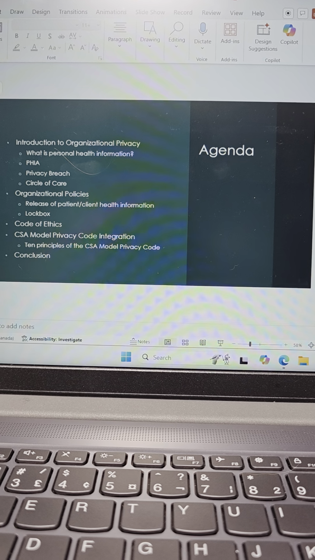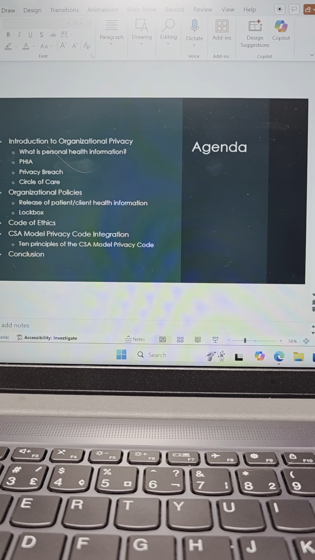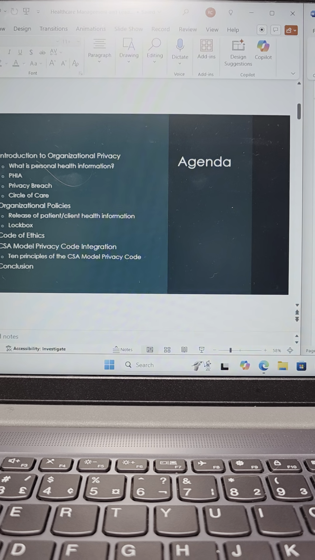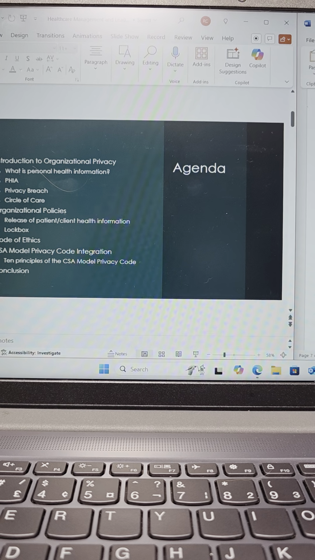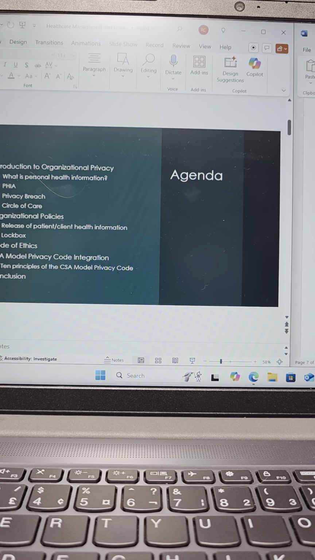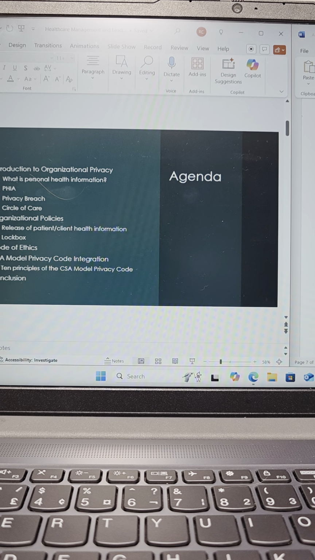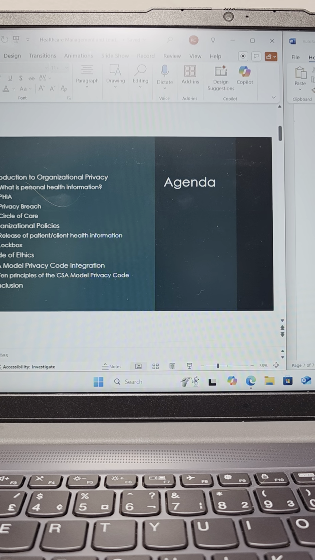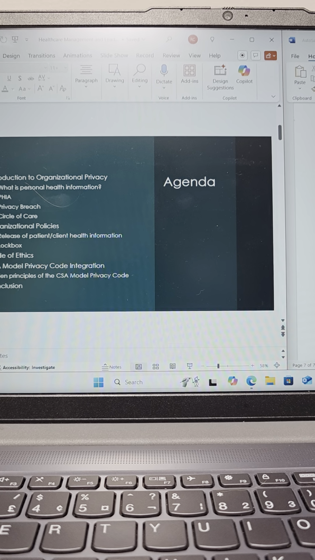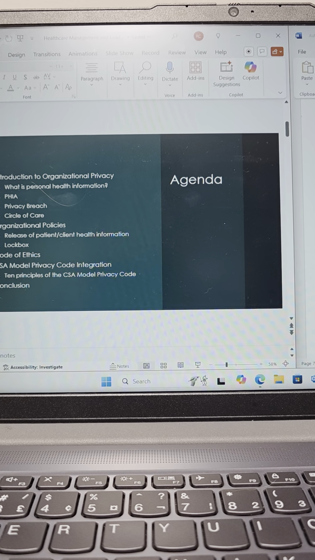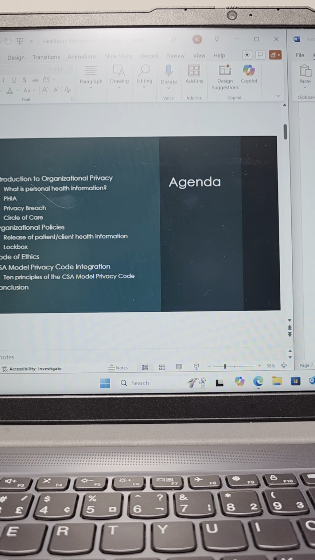During this presentation, I'm going to talk about the introduction to organizational privacy, what is health information, what it has to do with PIA, privacy breach, circle of care, organizational policies. I'm also going to talk about the release of patient and client information, lockbox, the code of ethics. I'm going to talk about the CSA model privacy code integration, the 10 principles of CSA model privacy code, and finally, I'm going to talk about the conclusions.